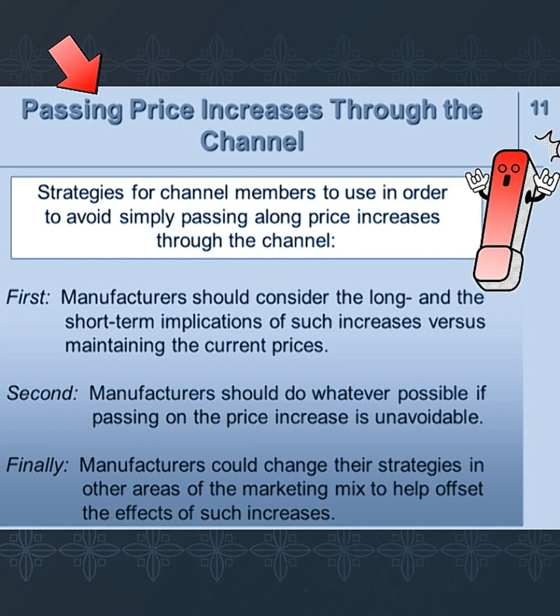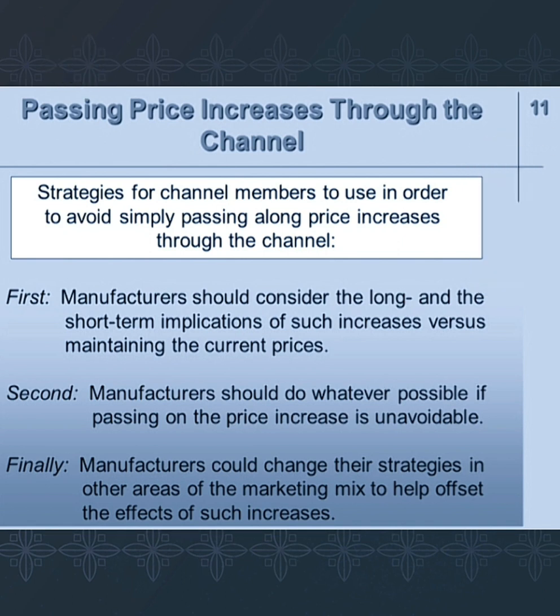Passing price increases through the channel. Strategies for channel members to use in order to avoid simply passing along price increases through the channel. First, manufacturers should consider the long and the short-term implications of such increases versus maintaining the current prices. Second, manufacturers should do whatever possible if passing on the price increase is unavoidable. Manufacturers could change their strategies in other areas of the marketing mix to help offset the effects of such increases.